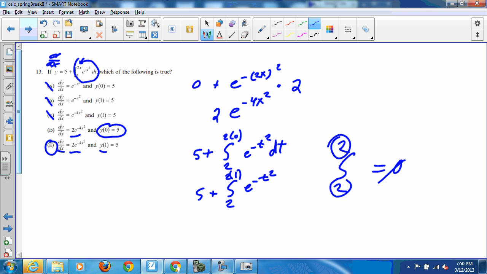So a bit of a tricky one there. But the key was to not give up on it, and notice that you can use the second fundamental theorem of calculus to eliminate 3 of the answers, and then from here, a 50-50 shot's pretty good.